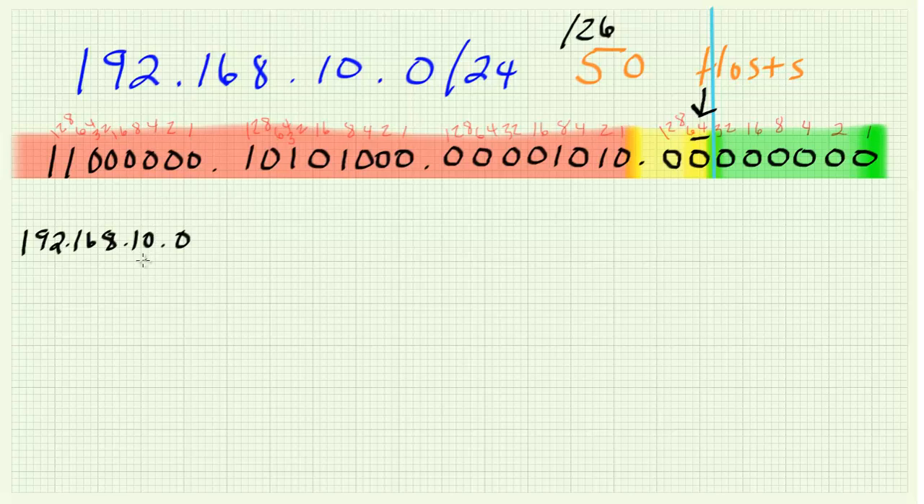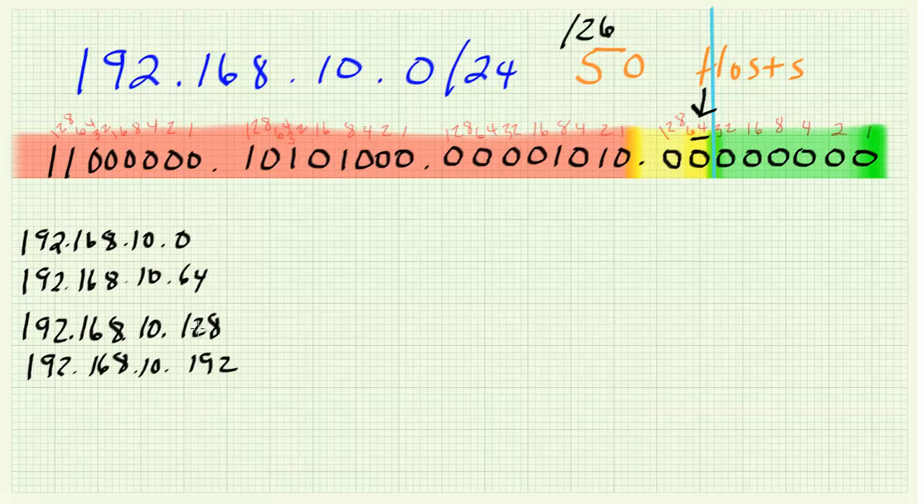So let's go ahead and just write down the 4 subnets that we're going to have. There's our first one, 192.168.10.0. Then we'll add our increment to that to get the next one. And then to get the next subnet, we'll add our increment to that, which gives us 192.168.10.128. That's the subnet ID for our third subnet. And for our fourth and final subnet, we take the prior subnet ID and add the increment to that, which is 128 plus 64. That gives us 192.168.10.192. And that's the last subnet.